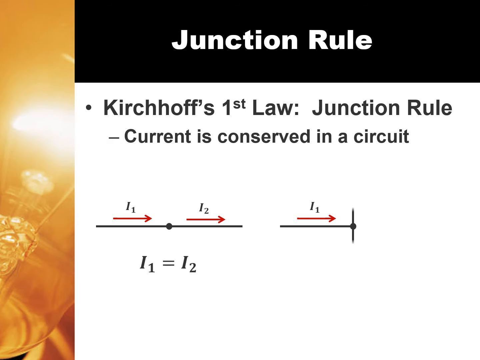Where it gets a little bit more complicated is something like this, where we actually have a junction, and that's why it's called the junction rule. We have current coming into this junction, then the junction splits and current goes up and down, so the amount of current going into that junction is going to be equal to the current coming out. So I1 equals I2 plus I3.